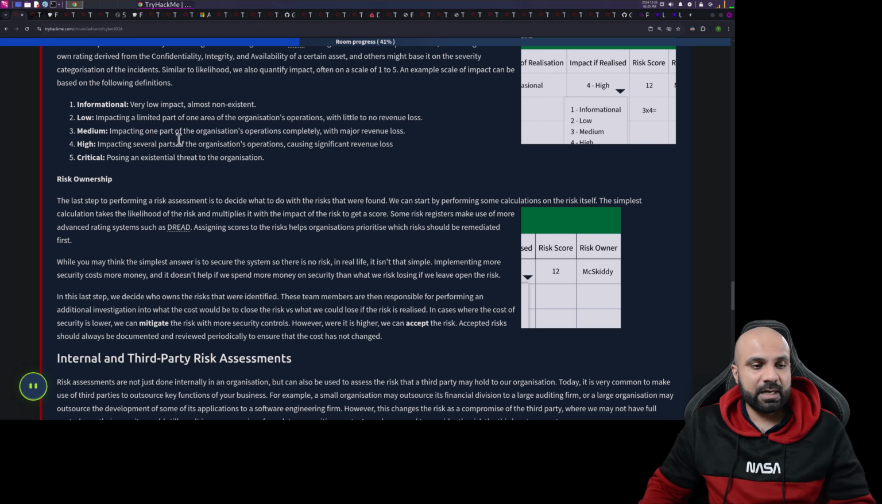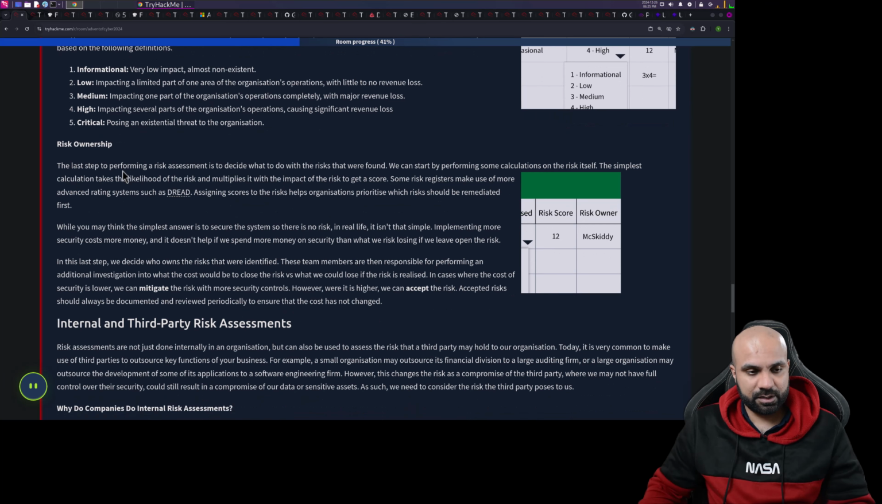Medium, impacting one part of the organization's operations completely with major revenue loss. High, impacting several parts of the organization's operations, causing significant revenue loss or any kind of loss, maybe reputation loss, customer loss, data loss, or whatnot. Critical, posing an existential threat to the organization. For example, if your organization is under attack, then any kind of vulnerability could boost or shift to critical because you are under attack.